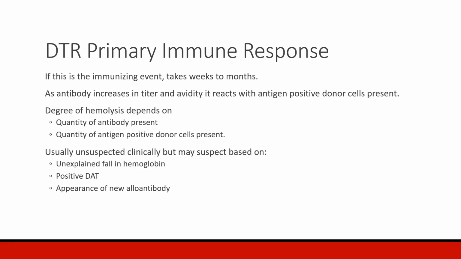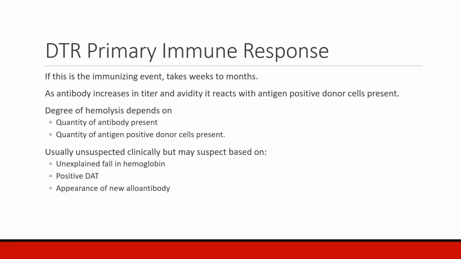Remember, a red cell lives 120 days. When you transfuse a unit of blood, some of those cells have just been born and some of those cells are fixing to die, and then we have all in between. So again, by the time you make enough antibody, usually most of those transfused donor cells are gone. It's usually unsuspected clinically, but you may suspect it based on an unexplained fall in hemoglobin. And if for some reason you are told to do a DAT, depending upon the timing, the DAT may be positive.